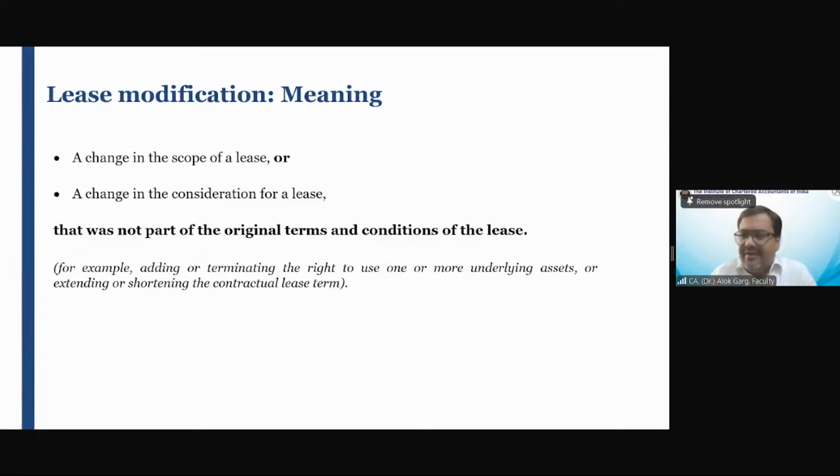So my landlord has agreed. So at the end of the second year, my remaining lease period as per the original contract was 3 years. But as per the revised contract, it becomes how much? 8 years, right? So there is a change in the scope of the lease. Why? Because my lease term has increased.